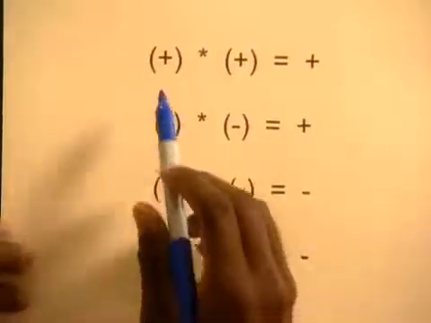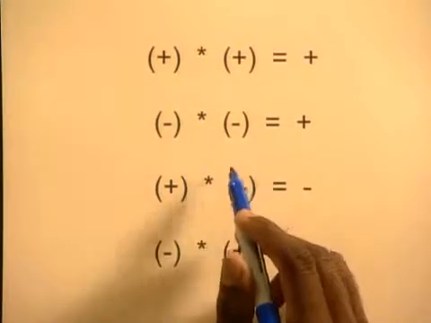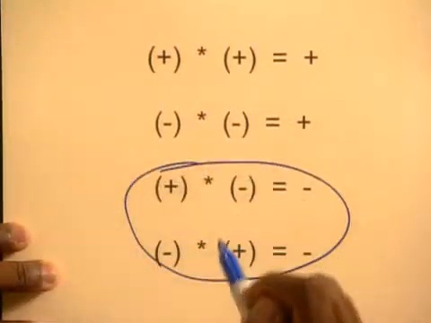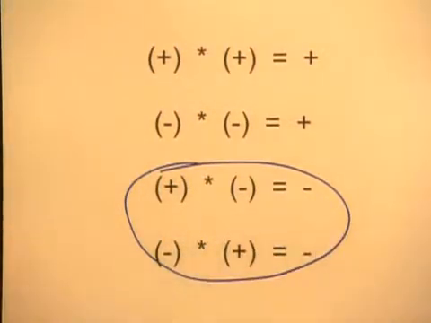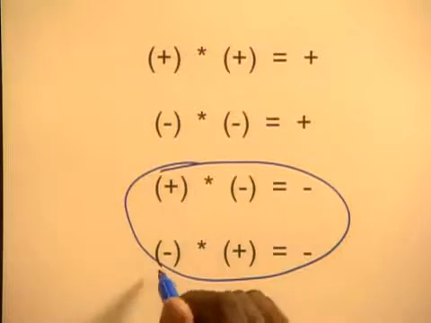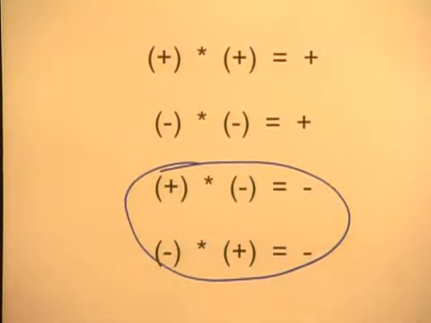So look at this wonderful chart here. It breaks it down for you, plain and simple. A positive times a positive gives you a positive. A negative times a negative gives you a what? Positive. Now look at these last two here. A positive times a negative gives you a negative, right? And also a negative times a positive gives you a negative. So watch out for those negative numbers, Brandon.